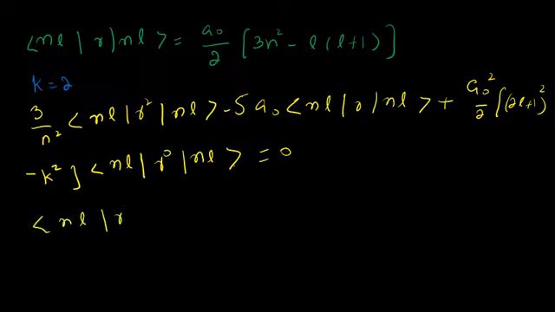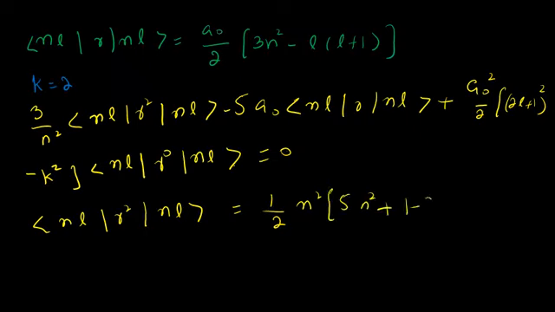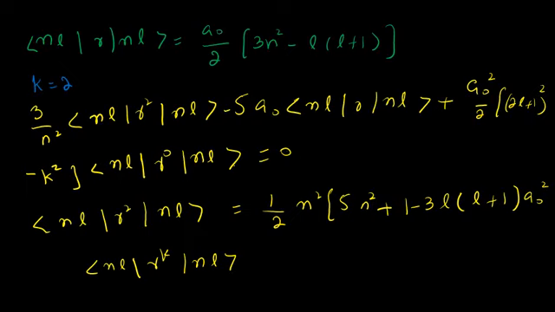<nl|r²|nl> = (1/2) n² (5n² + 1 − 3l(l+1)) a₀². So we can continue in this way to obtain the value of <nl|r^k|nl>. We can extend it in this way.